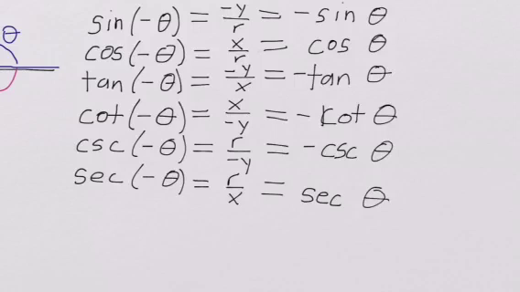Now if you recall the extra credit on your last exam, we talked about odd and even. So it turns out, by looking at this, sine, tangent, cotangent, and cosecant are odd functions, whereas cosine and secant are even functions. So these identities are going to be useful for us as we progress through Chapter 5, as we start proving some more identities.